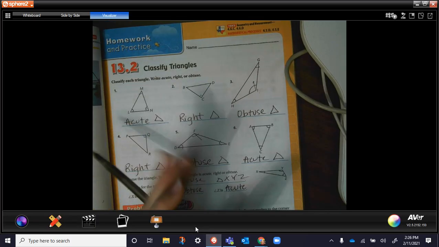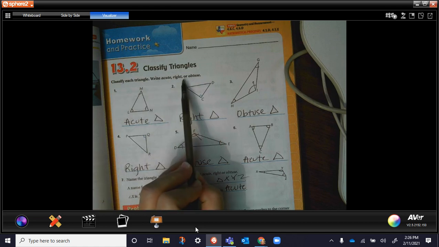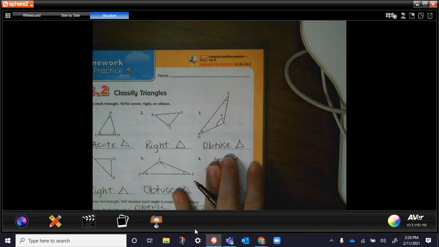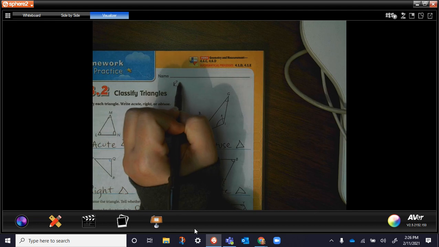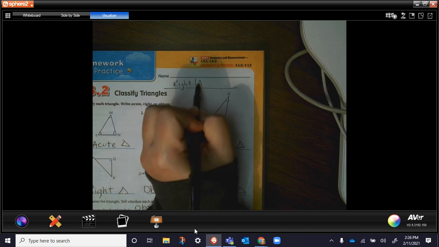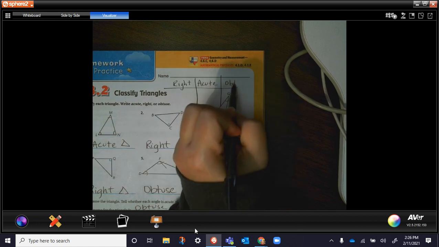We were classifying triangles, and we were saying whether they were acute, right, or obtuse. We went over and reviewed what makes a right triangle versus an acute versus an obtuse.